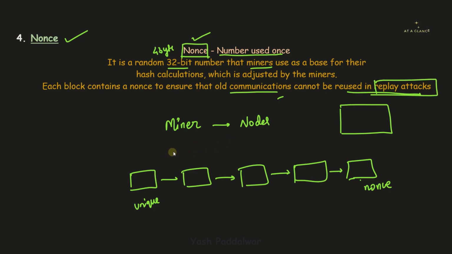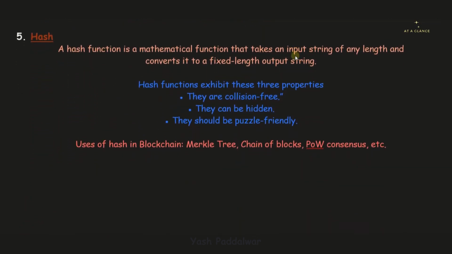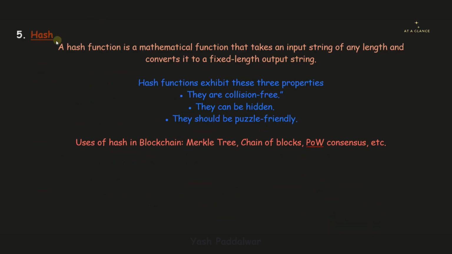So I hope the usage of the nonce component is clear to you all. There are a lot of things to understand about nonce. In future, we are going to look into it. So for now, I hope the basic idea about nonce is clear to you all. Now, let's move on to the next component inside the blockchain component list. So the next component is hash.